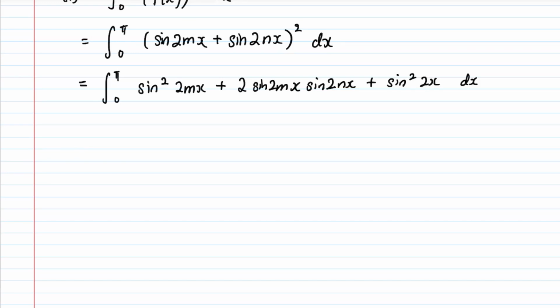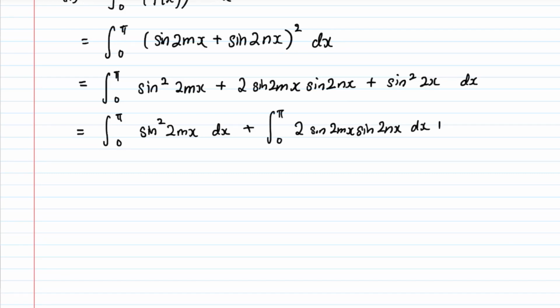Then after this, what you can do now is split it into 3 different parts so that it's clearer, since the middle part you already have the answer from previously. So you have integrate 0 to pi sine squared 2mx dx plus integrate 0 to pi 2 sine 2mx sine 2nx dx plus integrate 0 to pi sine squared 2nx dx.